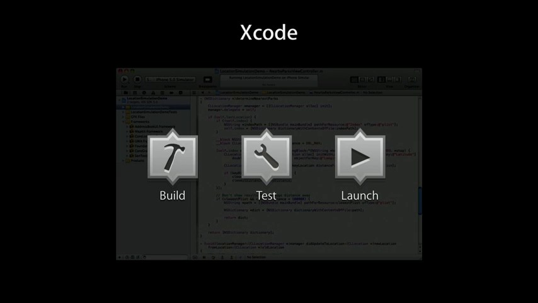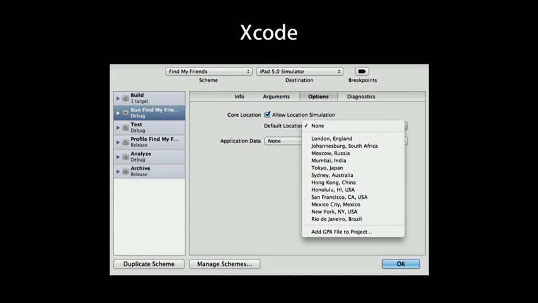The build phase is where targets are built, the test phase is where testing targets are run, and then the launch phase launches an executable. So here you can see, if you go in to edit a scheme, you can go to the Options tab and allow location simulation. From here, you can set the default location for testing with this scheme, you can choose a major city, or you can define a GPX file to use.